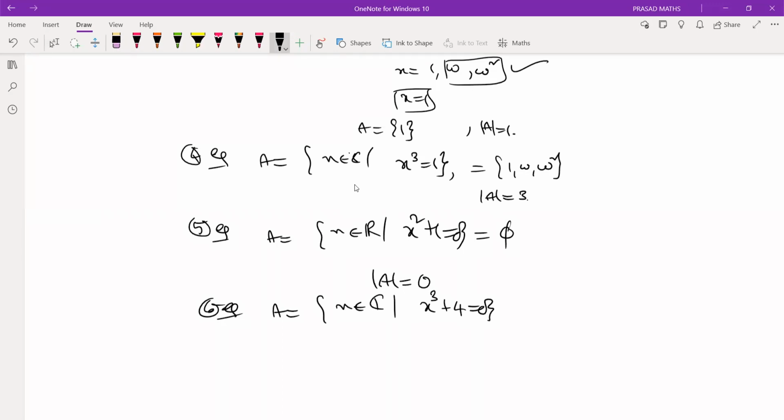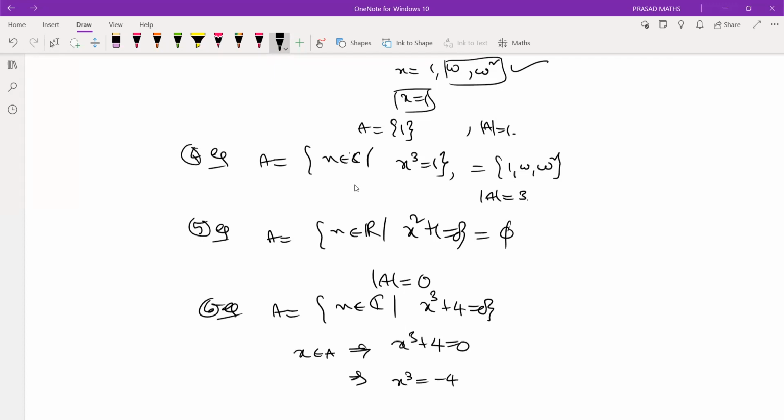Three? Can you write the elements? The element that you take in A should be x cube plus 4 equals 0. That is the element you take: x cube plus 4 equals 0. So can you write the elements?